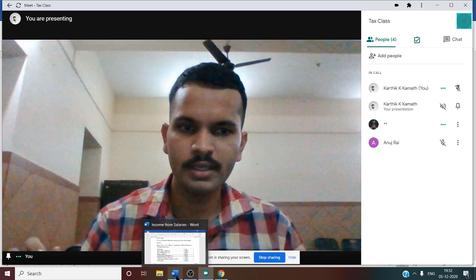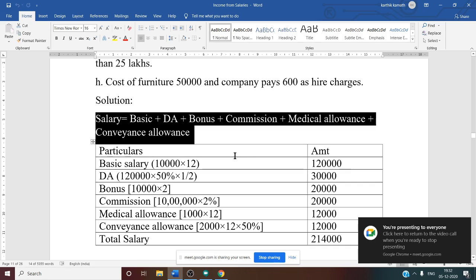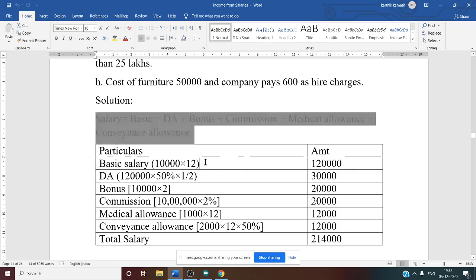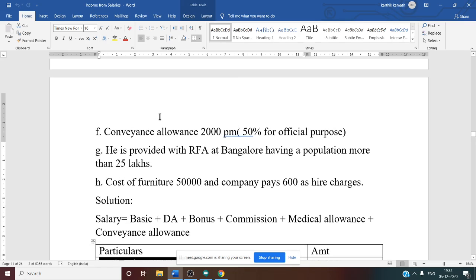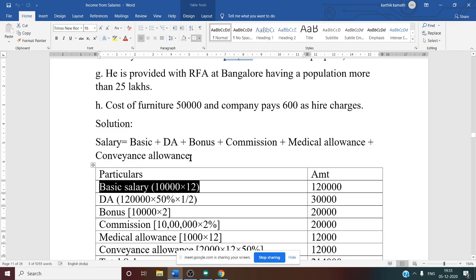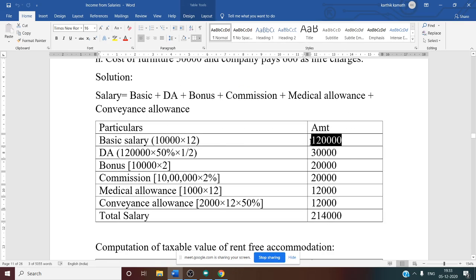See this salary. Now we have determined what we mean by salary. Now we have to find out the salary. How to find out salary? We can do the format, or format is also not needed. You can calculate directly also. First basic we have to calculate. Basic salary given in the question is 10,000 per month. So 10,000 into 12 is nothing but 1,20,000, one year calculation.